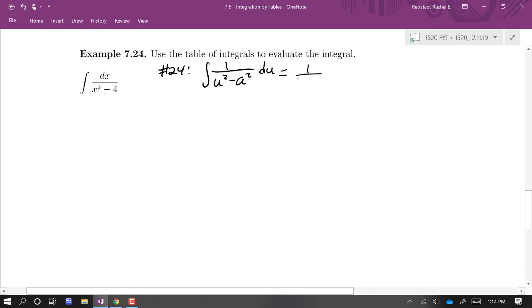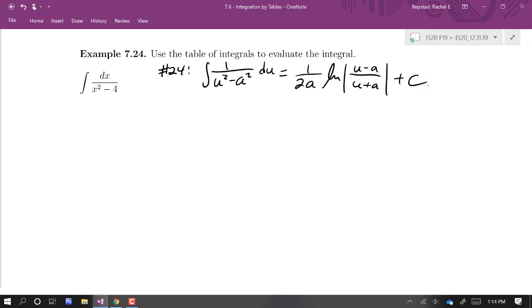So at the end we get 1 over 2a ln absolute u minus a over u plus a. Okay, so if it fits this form, what is u? X. Yeah. So du is equal to dx. What is a? 2, right? Because a squared is 4. We have our du exactly, right? Okay, let's do it.